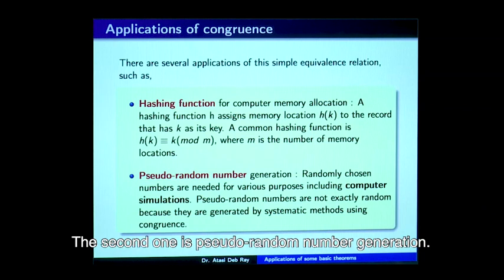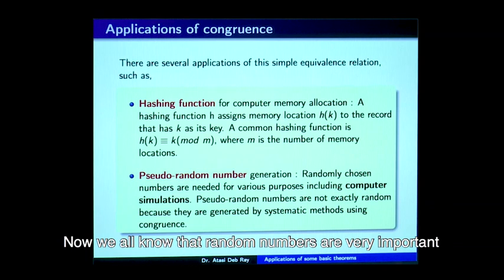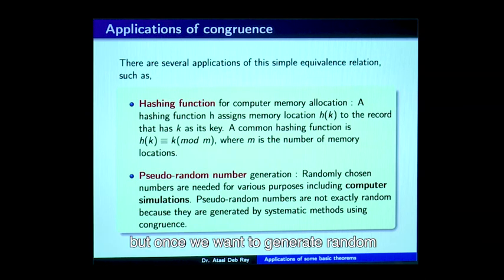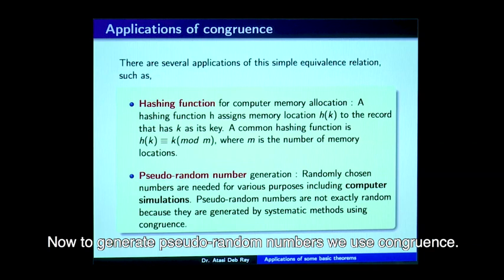The second one is pseudo random number generation. Now, we all know that random numbers are very important, especially in computer simulation, where we use random numbers. But once we want to generate a random number by some systematic method, that is not random in its true sense. So, that is why we call it a pseudo random number. Now, to generate pseudo random numbers, we use congruence.